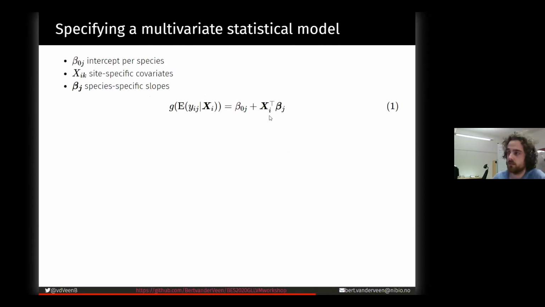Equation 1 is a multivariate generalized linear model where we have beta 0j being intercepts per species, so means, abundances, or occurrences. We have x, or covariates, which are site-specific. And then we have the vector beta j, which are species-specific slopes, right? So this is a very basic model where we have a link function g that connects the conditional mean of a distribution that we choose to our linear predictor, which is here, this thing, right, with our intercepts and our fixed effects.